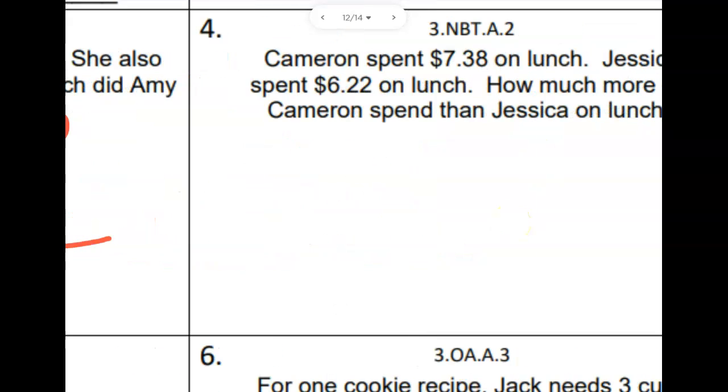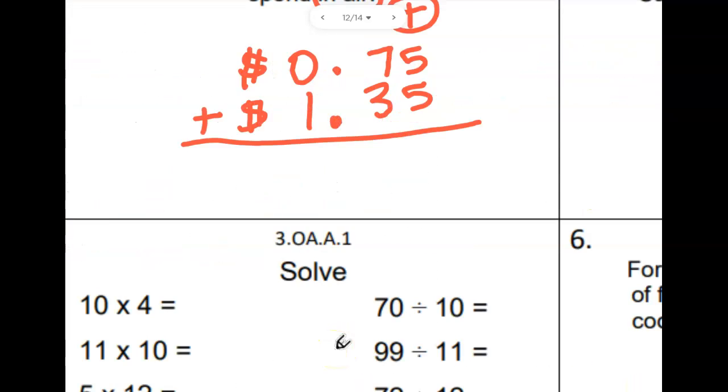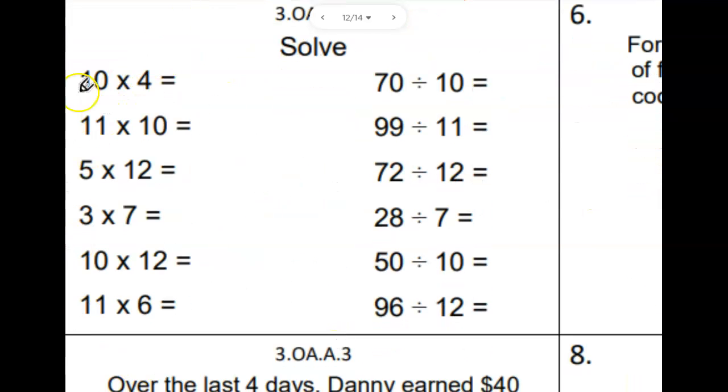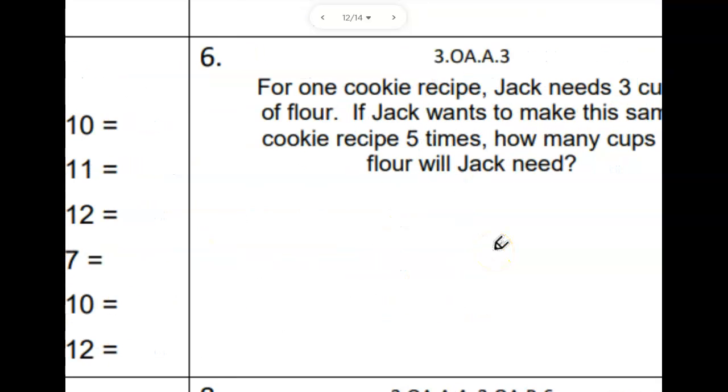You will have an opportunity to practice writing that out on number 4. Remember, how many more, how much more means subtract. Number 5, you'll be practicing your multiplication tables and your division tables.